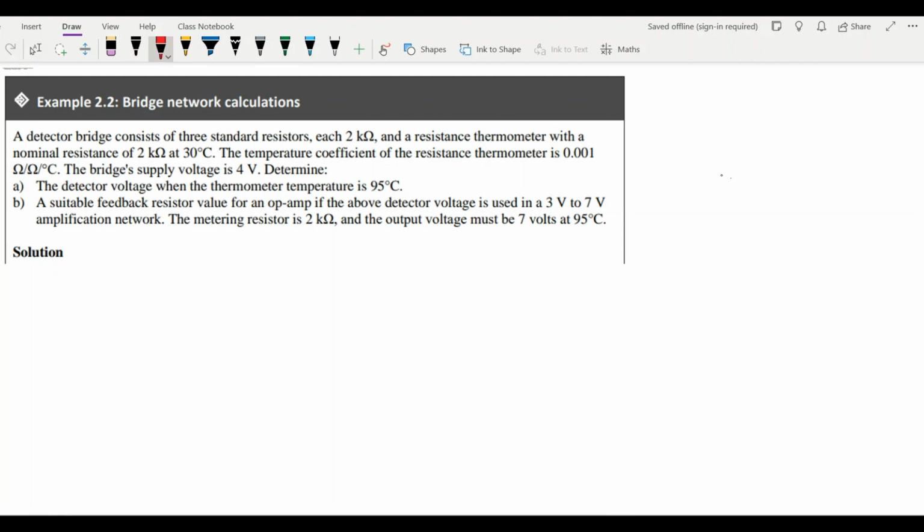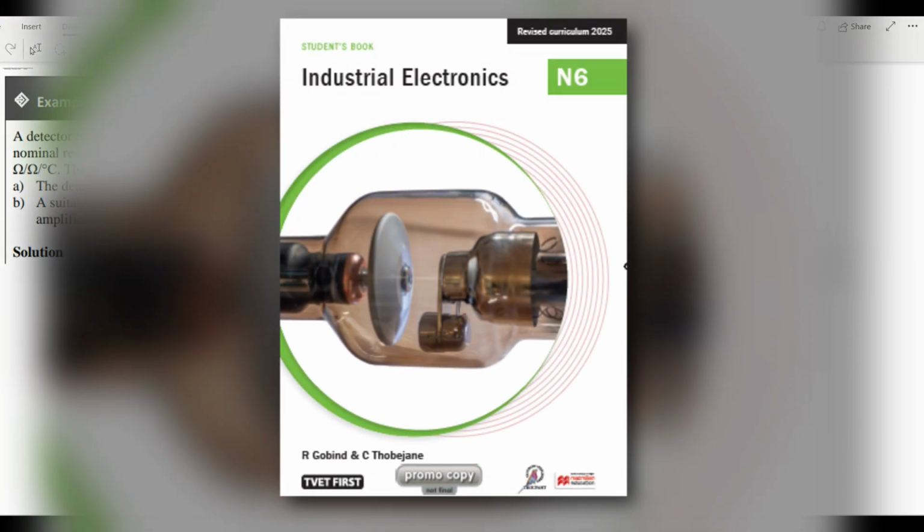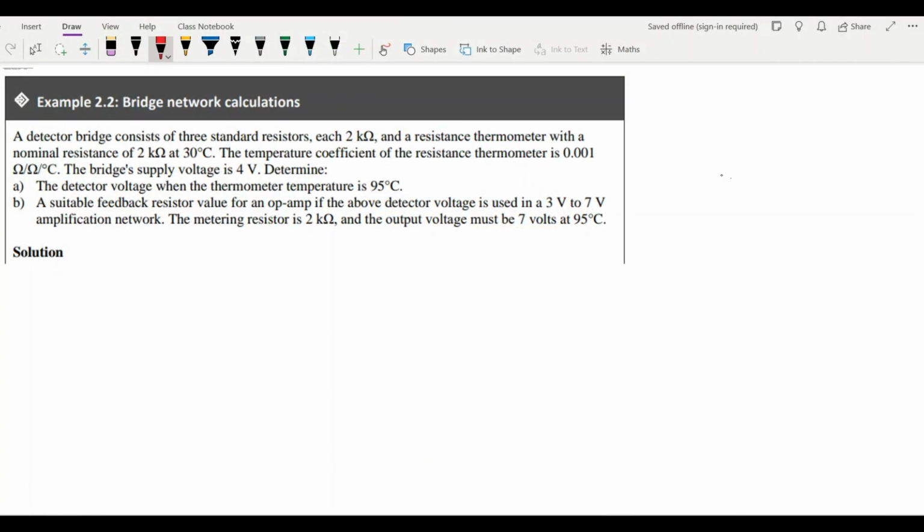I'm C. Tobejane, and in today's session we'll be looking at bridge networks, which is module 2 of our TVET first textbook, Industrial Electronics N6 by Macmillan and Trop and Publishers. Today's example is extracted from example 2.2 from the same book. Now, the example reads as follows.